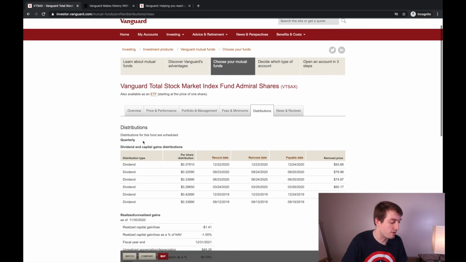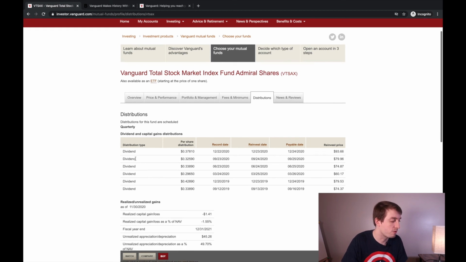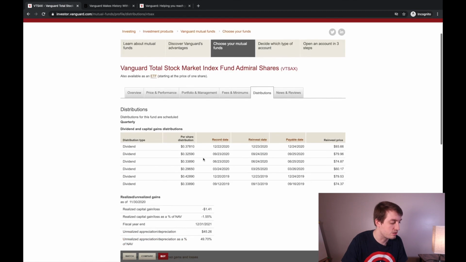And then also great here, they show you that they do have quarterly dividends that are paid out if you buy into this total stock market index fund. It'll show you what the previous distributions were, so basically per share, how much they paid: 38 cents per share that you owned in dividends, every quarter, right? It goes back to 2019.